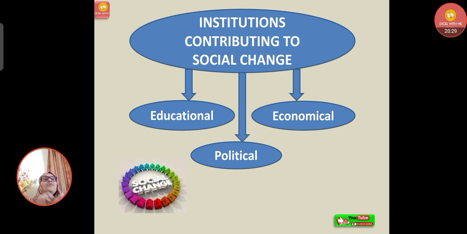Number one, educational institutions. Educational institutions aim at transmitting knowledge and skills, values and norms, and other cultural elements from one generation to another. However, it also tends to develop a creative mind, questioning attitude, and scientific temper. This also leads to questioning the validity of the existing patterns. Education opens gateways to new knowledge, technology, and ideas from various societies.